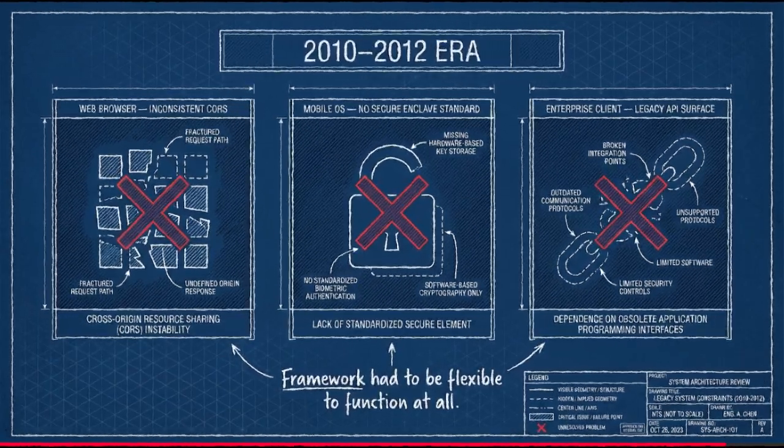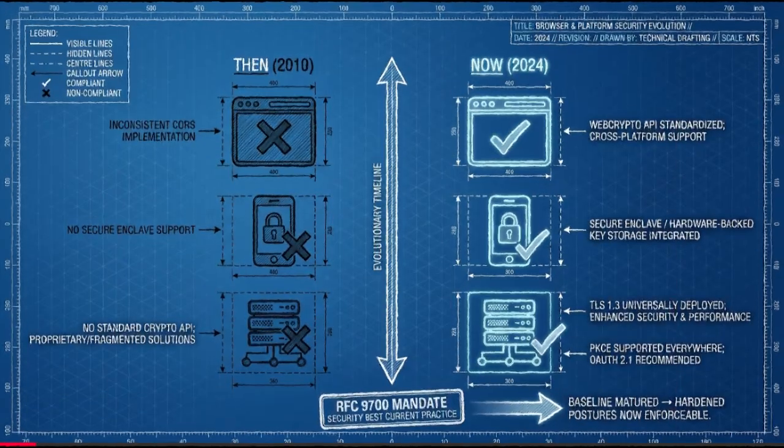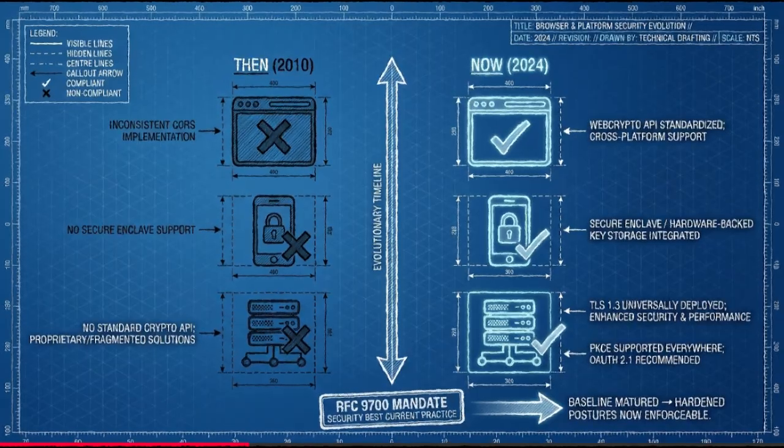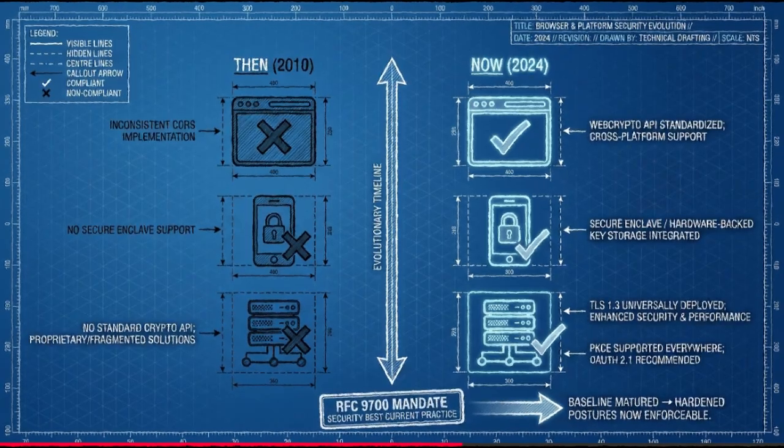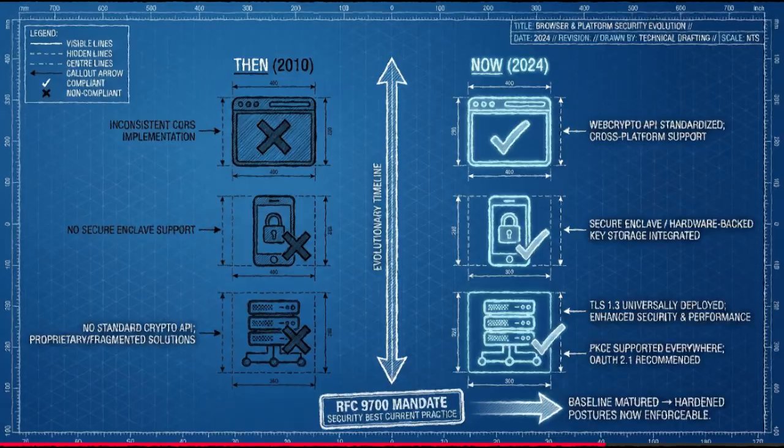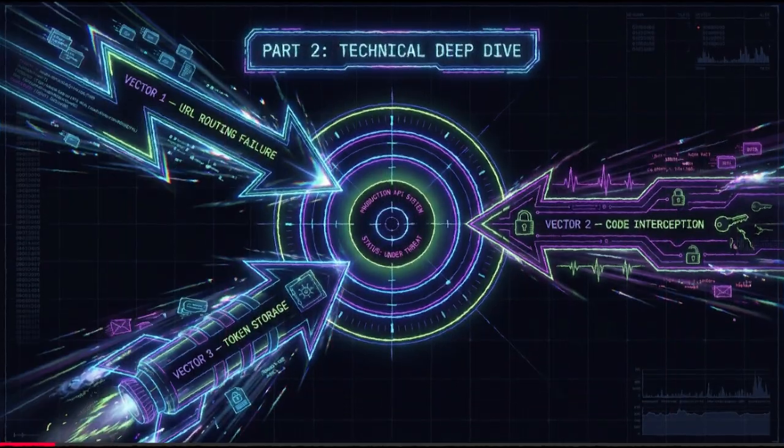Oh, right. The environment was completely different. Exactly. Browsers handled cross-origin requests inconsistently, and mobile operating systems lacked secure enclave standards. The framework had to be malleable to function at all. I see. Today, standardized cryptographic APIs exist globally across all modern environments. Because the baseline technology has matured, the framework can deprecate those legacy modes and strictly enforce hardened postures. Makes total sense. Moving on to part 2, technical deep dive.